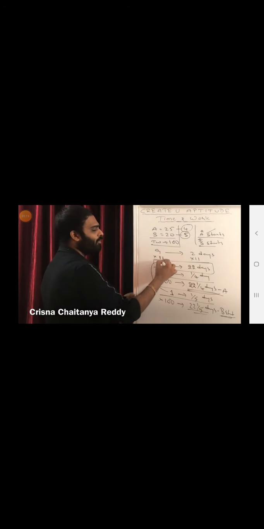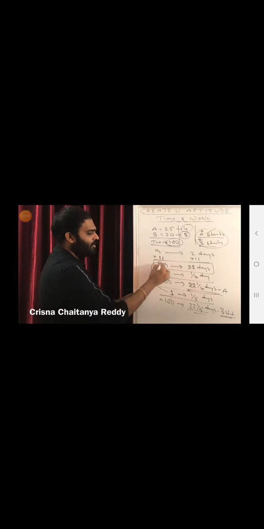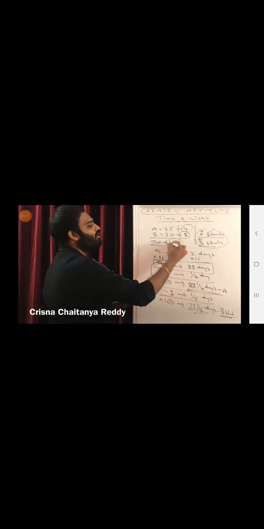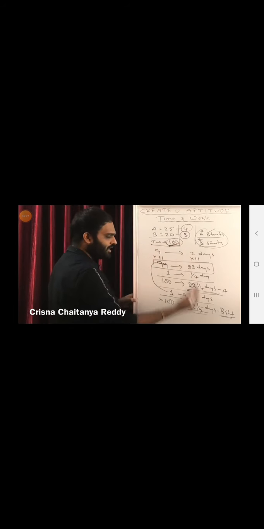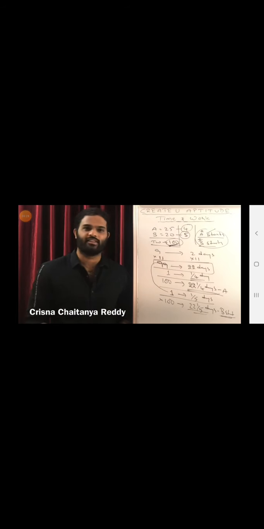If you multiply with a number and you get equal to the total work, then it doesn't matter who starts. If A starts or B starts, you'll get the same answer. But if you're not getting it equal to 100 or equal to total work, then it becomes very important who is starting the work. If you answer a couple more questions, you'll understand it better.